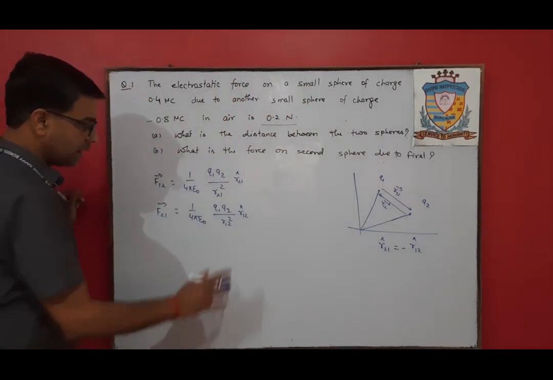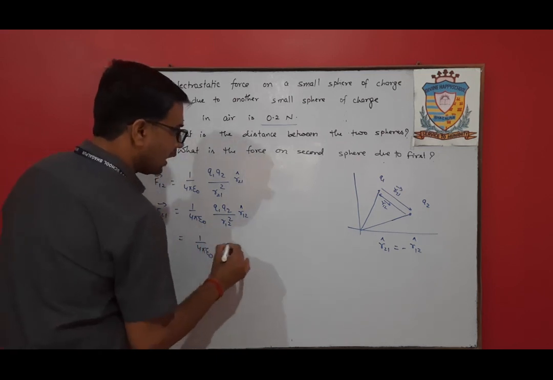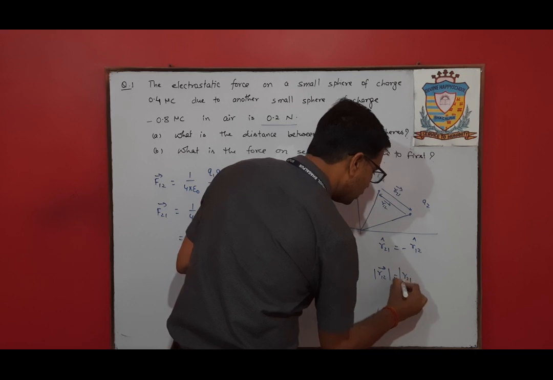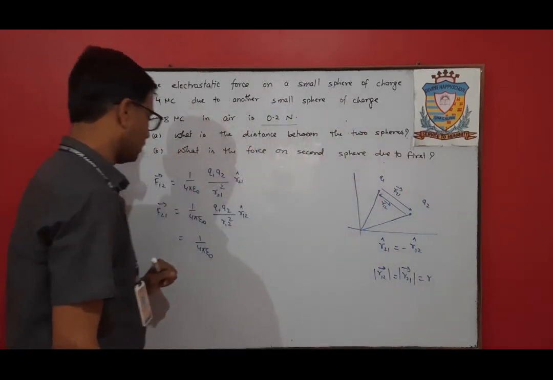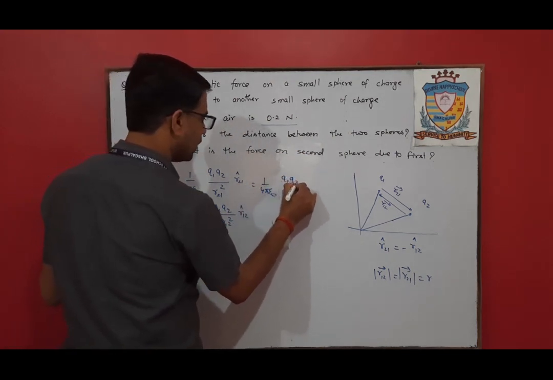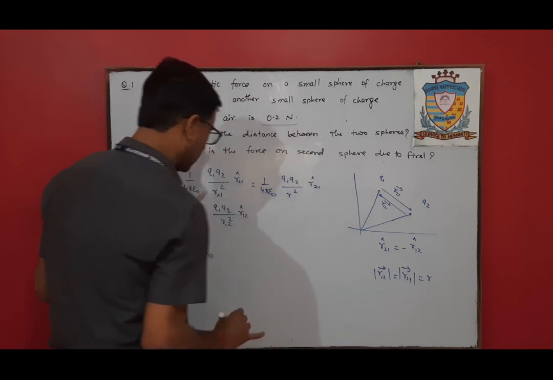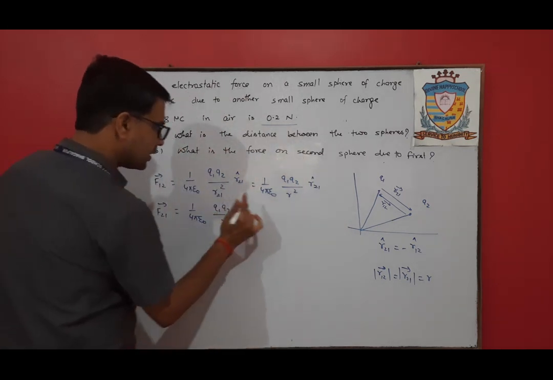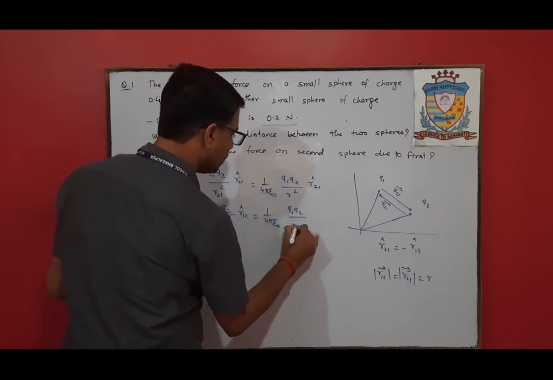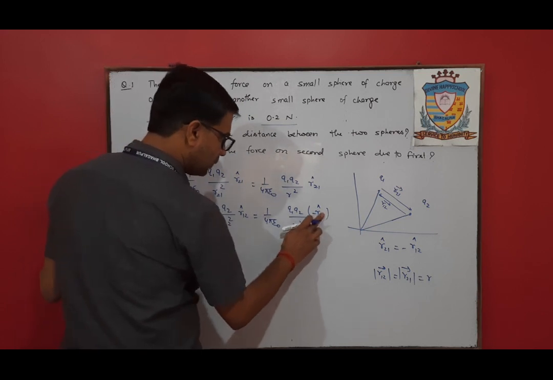So here we can put 1 upon 4 pi epsilon naught, and one more thing, R12 is equal to R21 is equal to R. So from here, 1 upon 4 pi epsilon naught Q1 Q2 upon R square into R21 cap, and in this case this will become 1 upon 4 pi epsilon naught Q1 Q2 upon R square and minus of R21 cap.